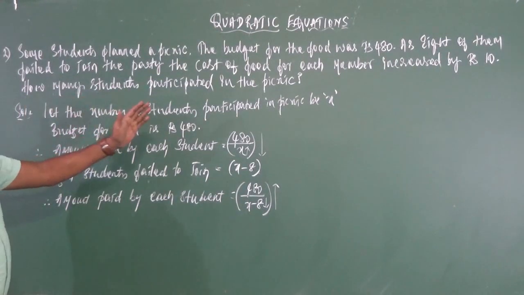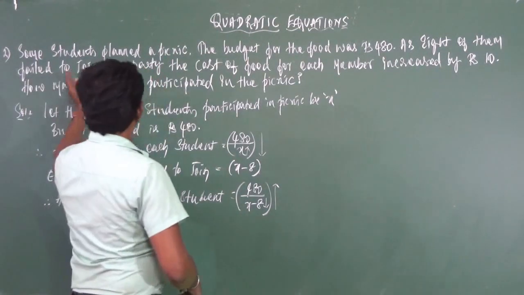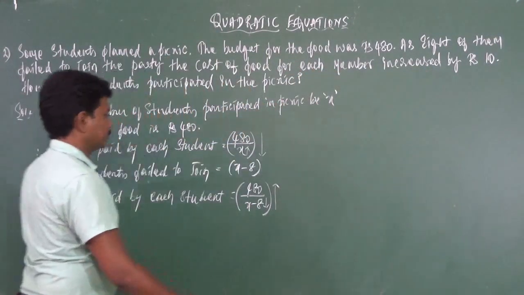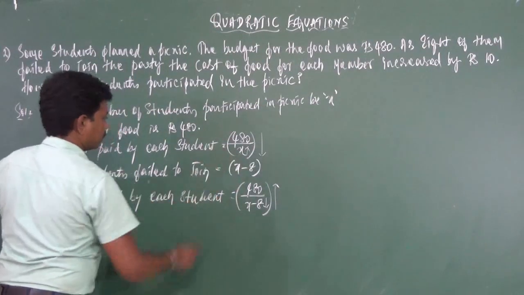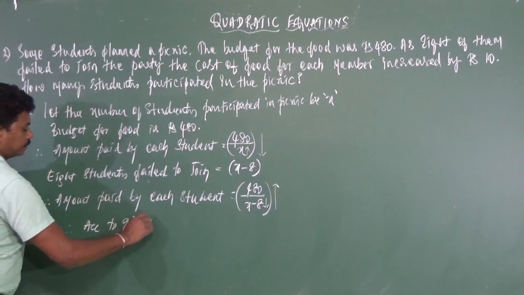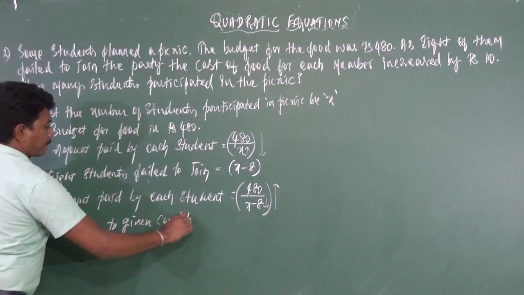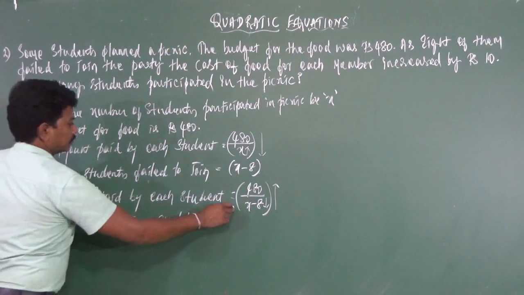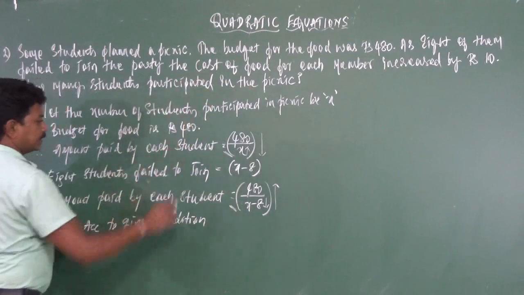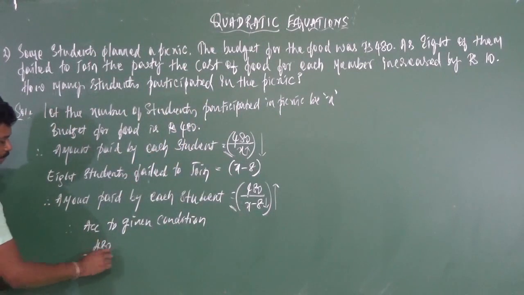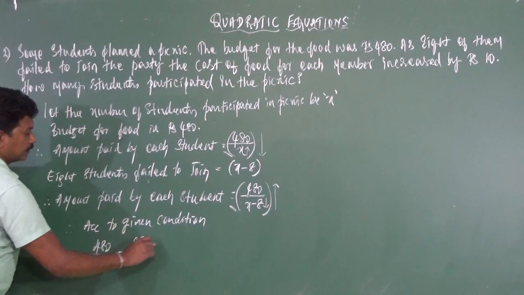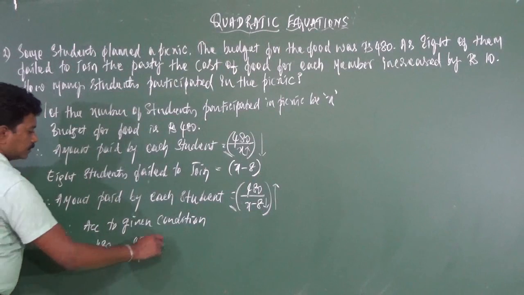How many students participated in the picnic? Okay, before that, failed to join the party. The cost of food for each member increased by rupees 10. So now this is the bigger amount, this is the smaller amount. So therefore, according to given condition, this amount is bigger and this amount is smaller. The difference between the two amounts is rupees 10. So that is 480 by X minus 8 minus 480 by X is equal to 10 rupees.